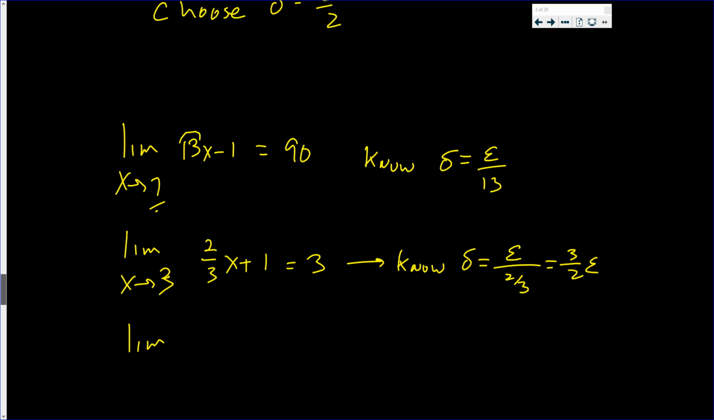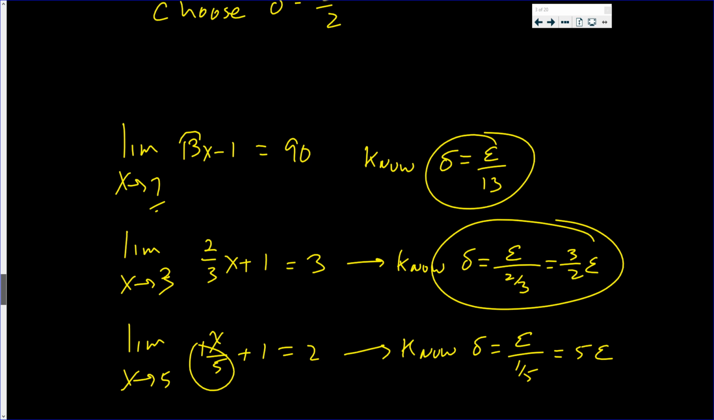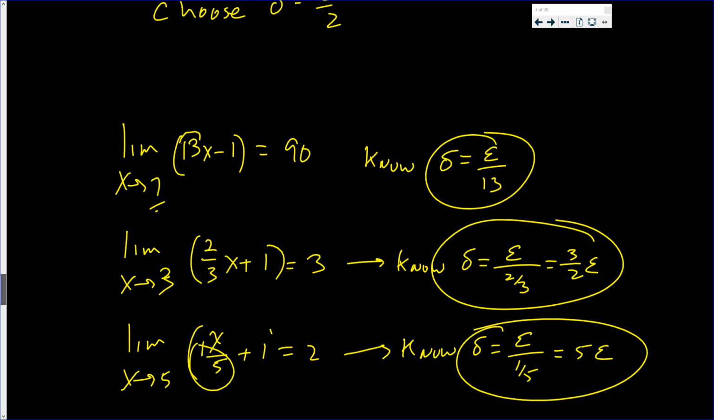And if you have the limit as x goes to, I'll decide in a moment, 5, of x over 5 plus 1, which is 2, then we should know that delta is epsilon over 1/5, which is 5 epsilon. So if you're given a line, you know what the answer is. I'm telling you the recipe to get it. If this is a line, you know it. What more do you want?